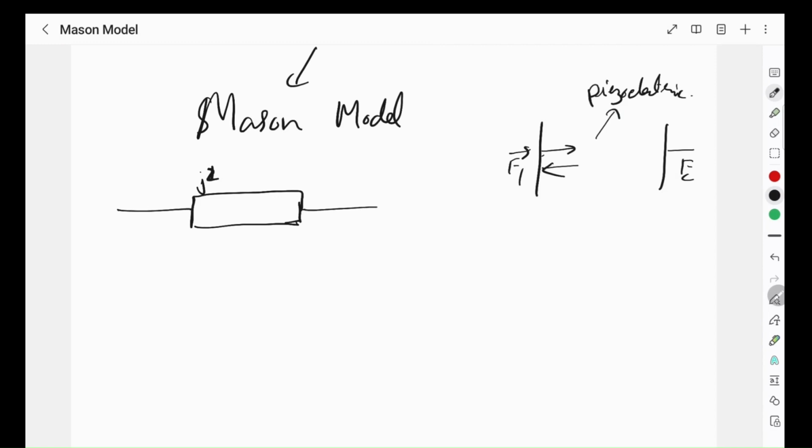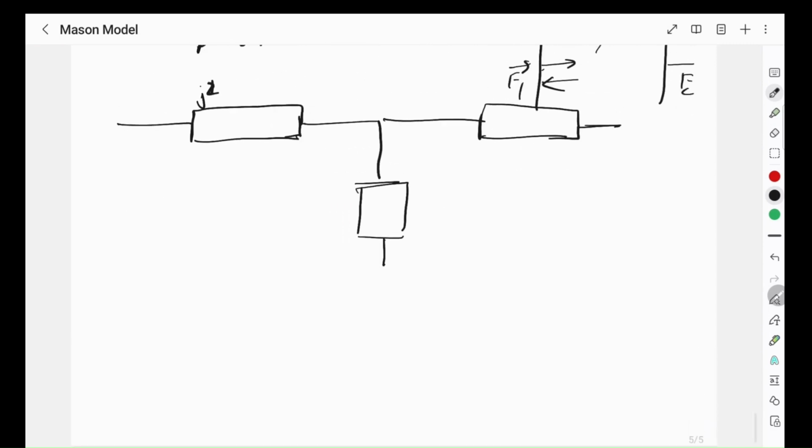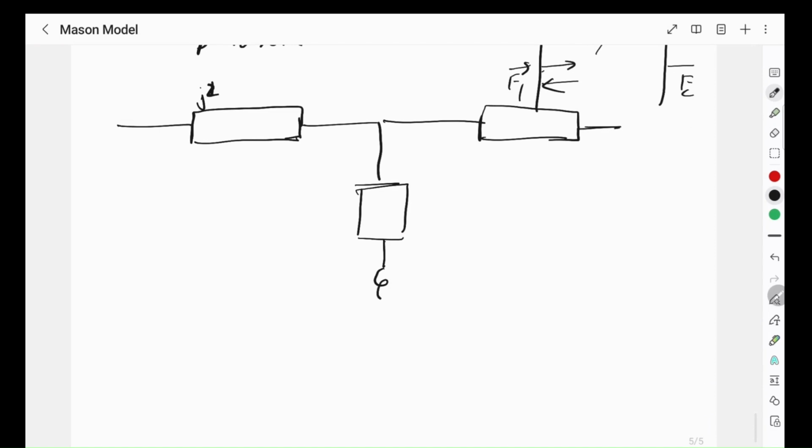Okay, so these three terms are already shown, and you guys already know what they are. So what is the extra thing? The extra thing which will come is a transformer. What a piezoelectric material does is, when you have a force, it converts that force into a charge, right? So I will need a transformer here.